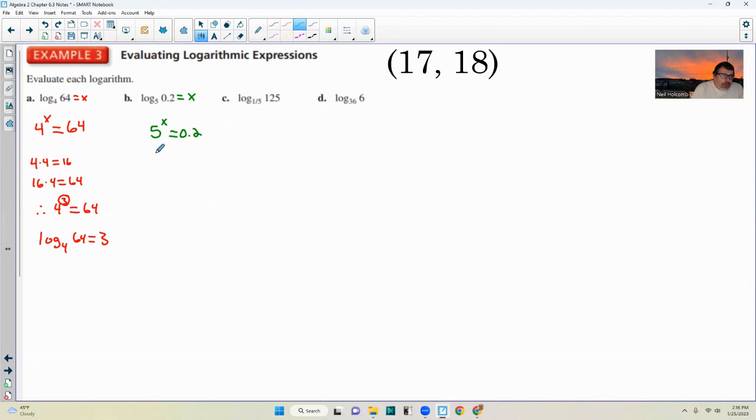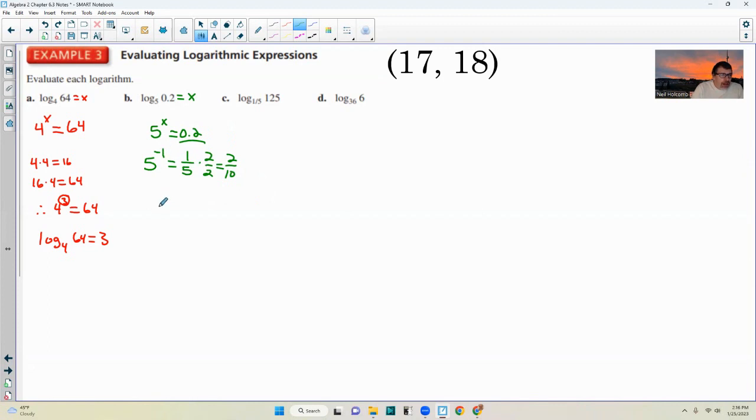So I'm going to try -1. So 5 to the -1 equals 1 over 5, 1/5. And if I multiply the top and bottom by 2, I get 2 over 10. Ooh, 2 over 10 is 2/10. If you say that, it's 0.2.